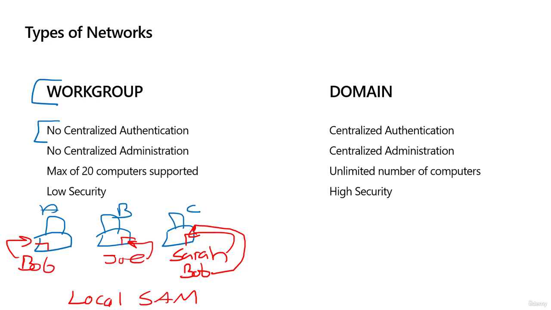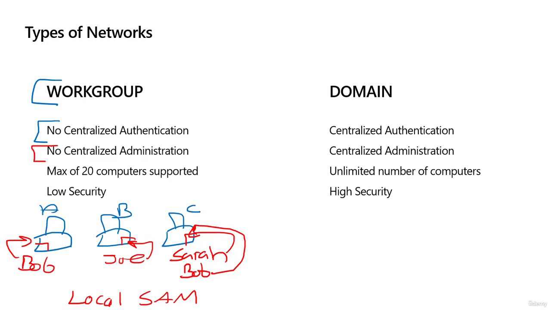If Bob needs to change his password and he changes the password on computer C, when he logs into computer C, he would have to use that password. If he then goes and logs into computer A, he would have to use whatever password he last set on computer A. Again, these computers have nothing in common other than they're connected to the same network. So that's what I mean by no centralized authentication. You have to have a user account on each computer in a workgroup that you log into, otherwise you can't log into it.